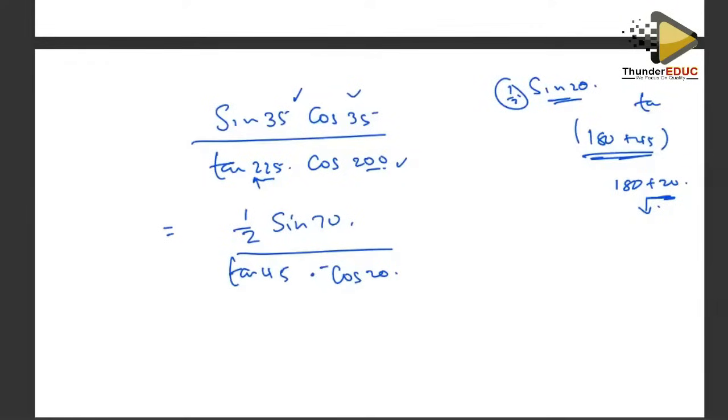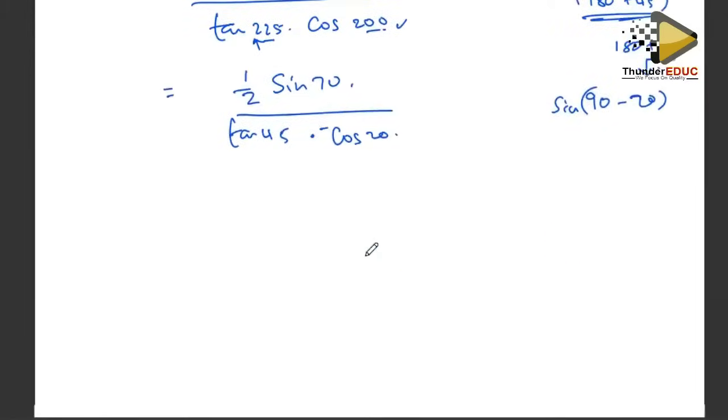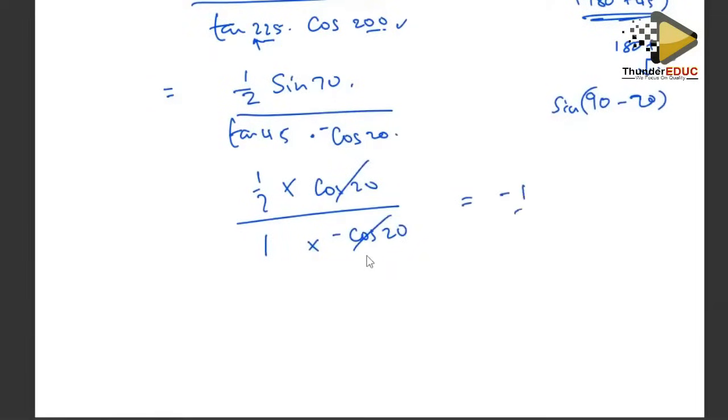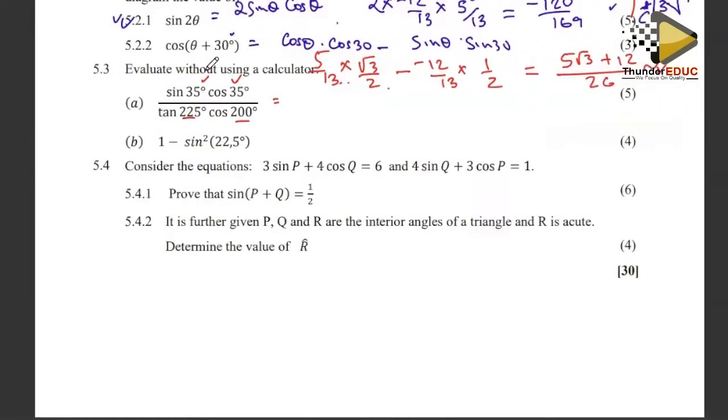Then we know that sine of 70 is the same as 90 minus 20, which gives us a cos. So it's going to be a half multiplied by the cos of 20 over tan of 45 is a 1, and then negative cos of 20. So this cancels that, which means our answer is just negative a half. I believe that's what I would have done to get those five marks.